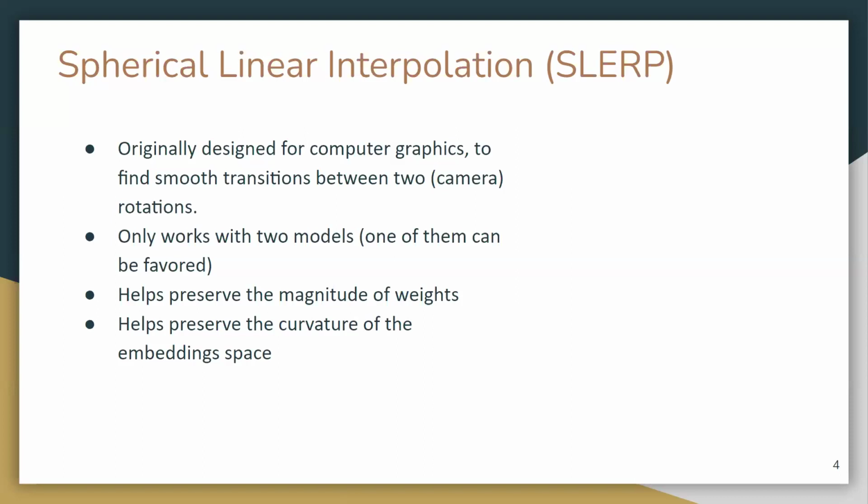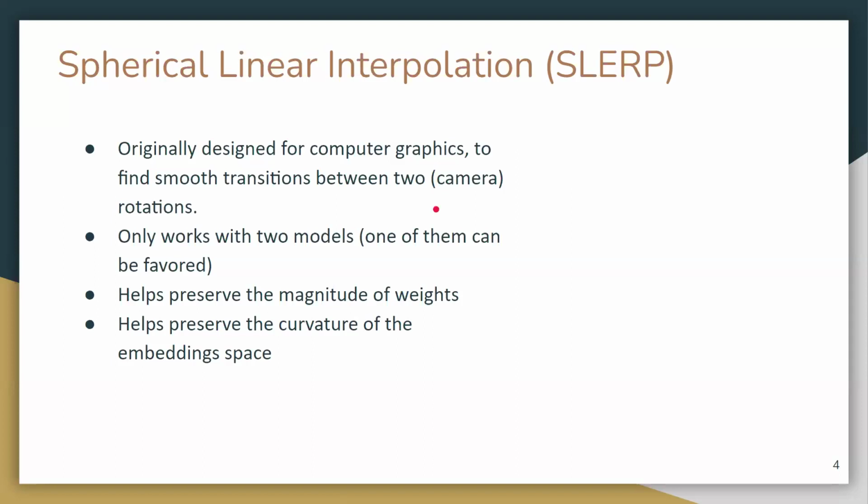So SLERP only works with two models. Why? Because we are going to transition from one to the other. So if we need to merge more than two models, then SLERP is not an option. Yes, we can favor one of them. As we will see in a later example, there is a parameter that we can set according to our needs.